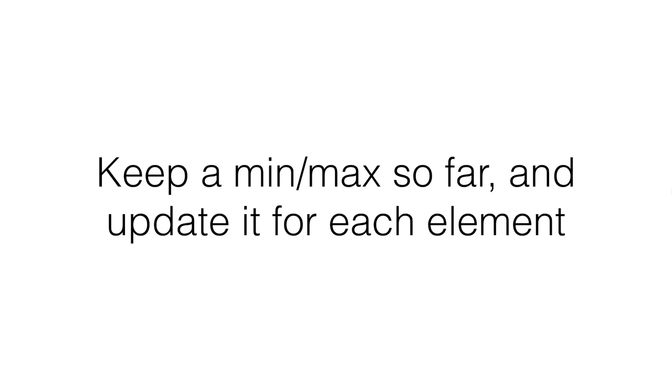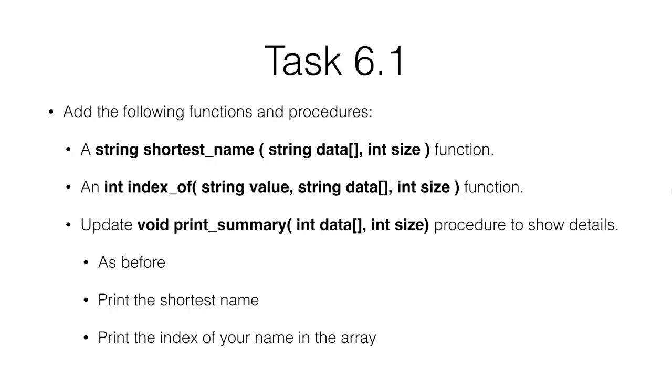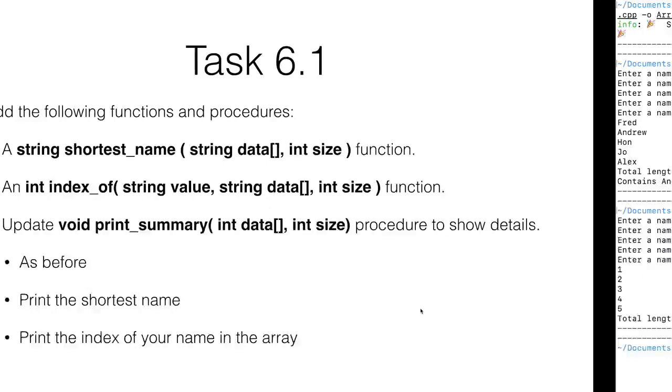And check against that value for the maximum or minimum so far. So it's like the idea with the total, where we're doing the running total. Here we would be doing the running minimum or running maximum. Let's have a go at doing that with the shortest name. In this case, we can look for the shortest name in the list of names. You can then add these other functions, or you can add the index of function to determine whereabouts a name is in an array, and adjust print summary to print out the shortest name and the index of your name in the list of names.